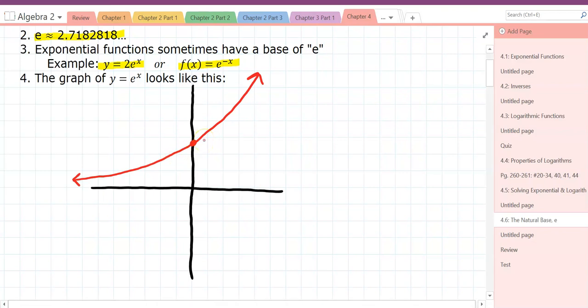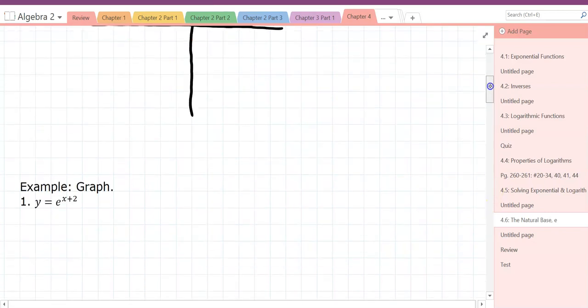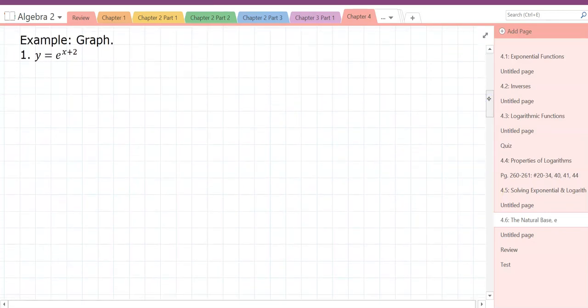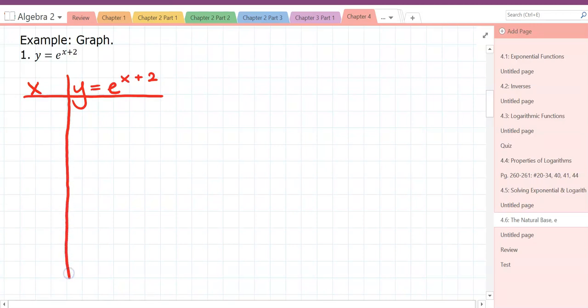Now there are also cases where it would be going down, so that's kind of when we talked about exponential functions having growth or decay. So let's practice just graphing a function that uses e. So like this first one, I have y equals e raised to the x plus 2 power. So to get started, we're going to create an xy chart. And we're going to put in numbers like -2, -1, 0, 1, and 2.